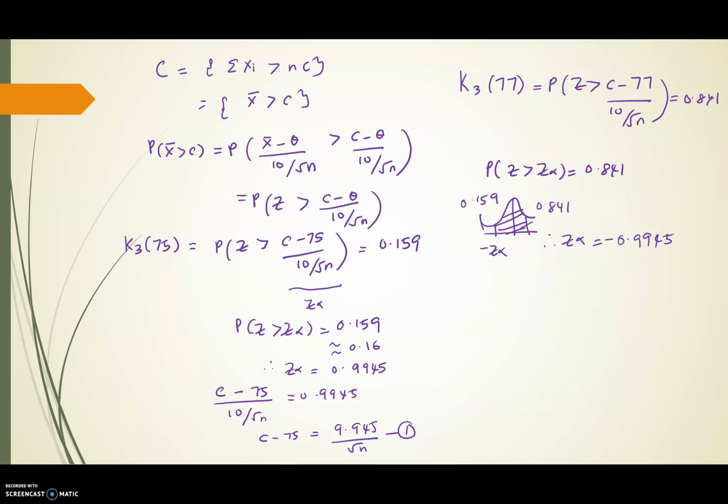So in this case, Z alpha will be negative 0.9945. So the same approach, we solve the problem. C minus 77 over 10 over square root of n equals minus 0.9945. So then we get C minus 77 equals negative 9.945 divided by square root of n. So this one is the second equation.